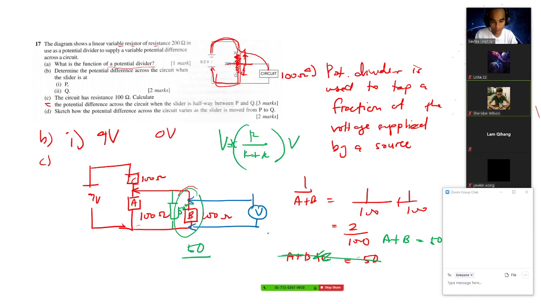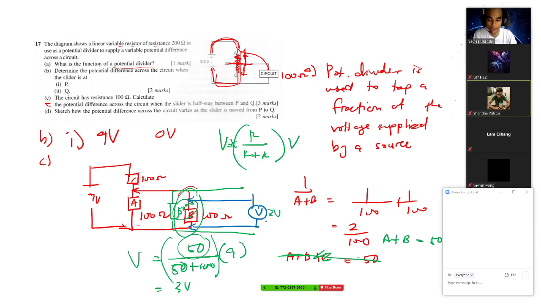Okay, so now go back to how much at this green color. So 50, 50. V equals 50 plus 100. Right, we are counting how much is measured on 50. So 50 divided by 50 plus 100, times the whole thing with the 9 volt. So the whole thing we have is 3 volt. So the C answer is 3 volt.